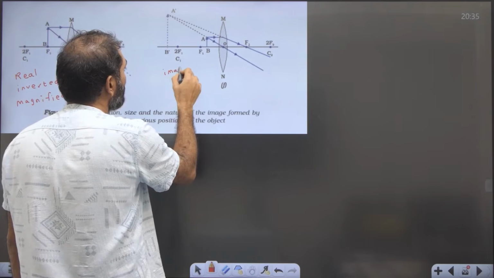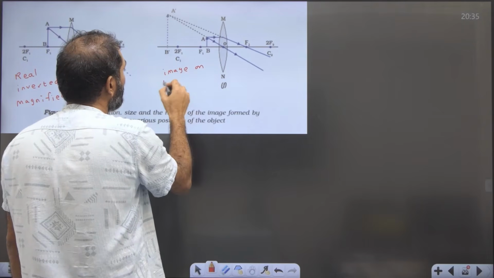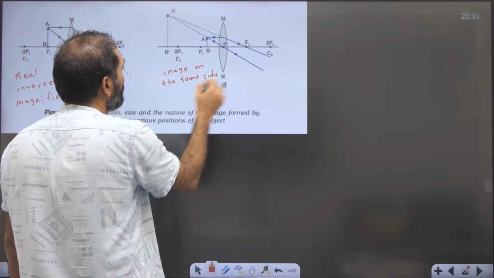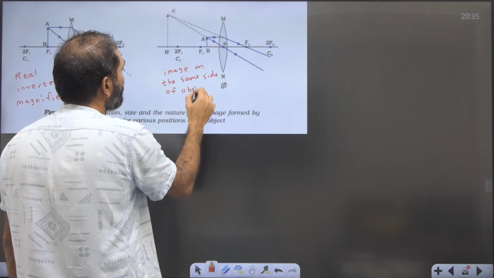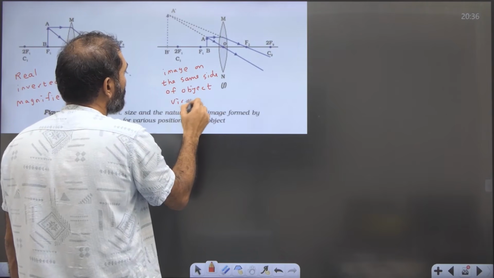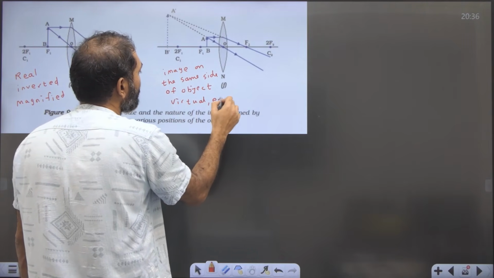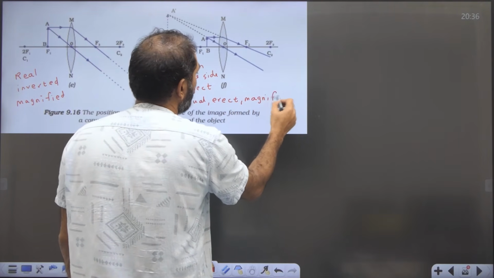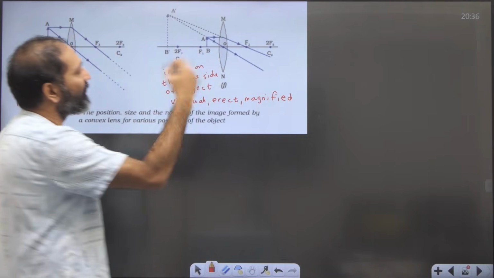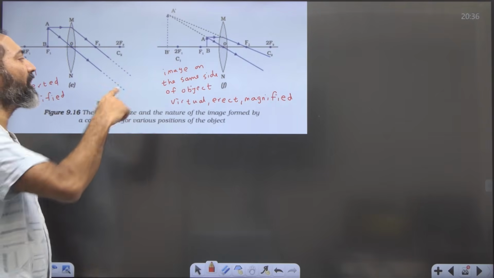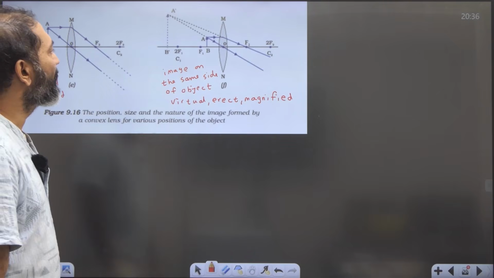Image on the same side of object. What kind of an image? Virtual, erect, magnified. This is a special case in which convex lens forms a virtual image. I hope it is clear.